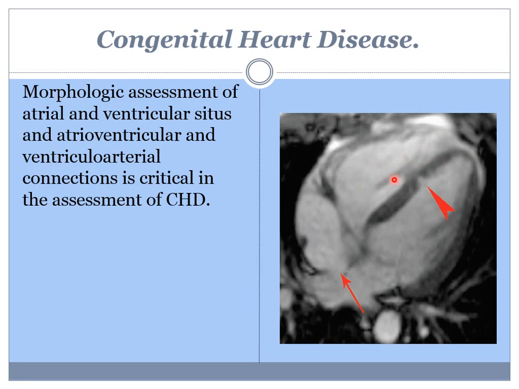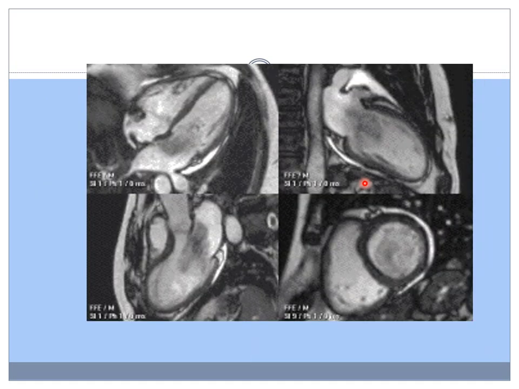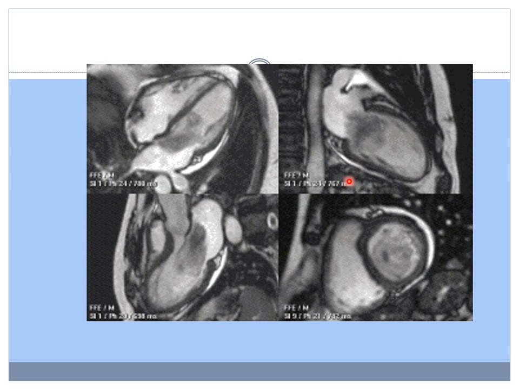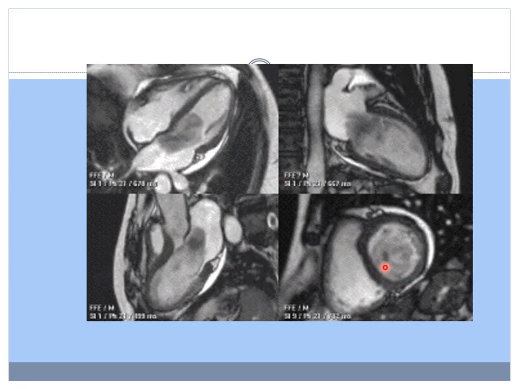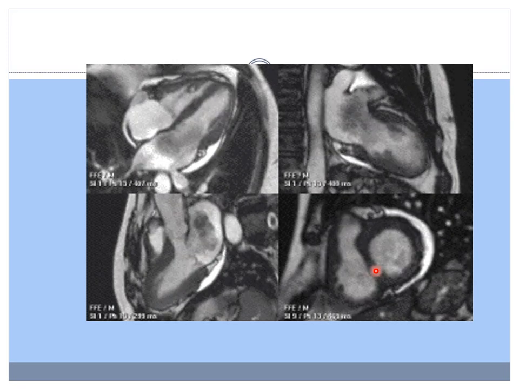MRI is also important for evaluating congenital heart disease, as in this case where we have ASD and a muscular type of VSD. Also in tetralogy of Fallot, which is characterized by right ventricular hypertrophy, VSD, overriding of the aorta, and pulmonary or subvalvular right ventricular stenosis. This is imaging of cardiac MRI, 4-chamber view, short axis. Like a cinema.